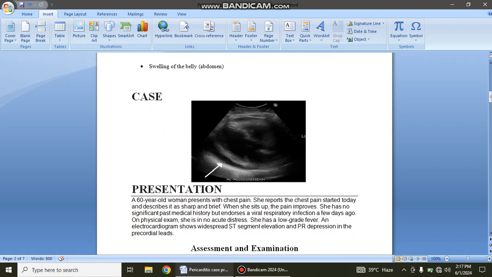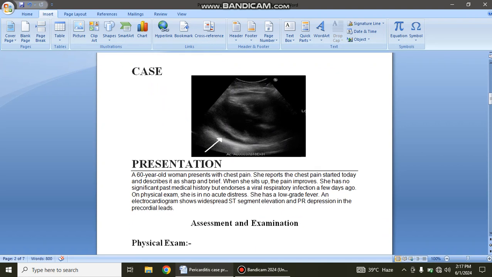Case. And here is the case presentation. A 60-year-old woman presents with chest pain. She reports the chest pain started today and describes it as sharp and brief. When she sits up, the pain improves. She has no significant past medical history, but endorses a viral respiratory infection a few days ago. On physical exam, there is no acute distress. She has a low-grade fever. An electrocardiogram shows widespread ST segment elevation and PR depression in the precordial leads.